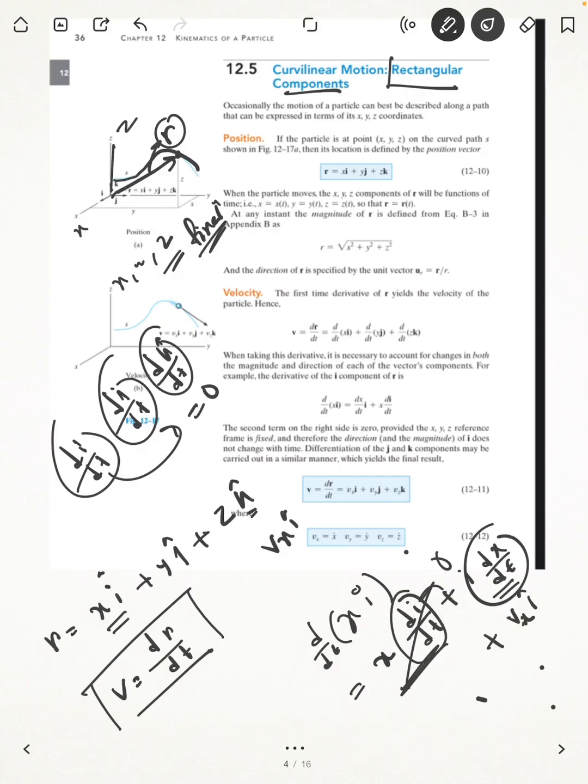In the same way, if you differentiate the other terms, you get vy j cap and vz k cap, which together give v, the instantaneous velocity.